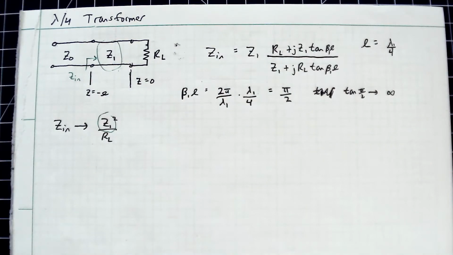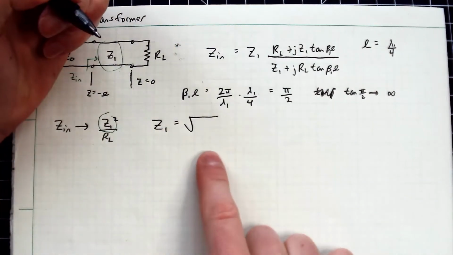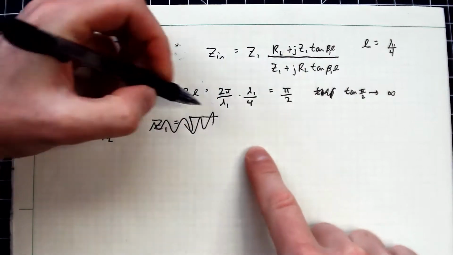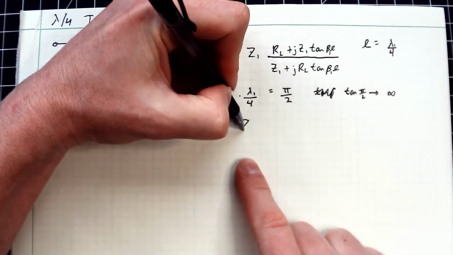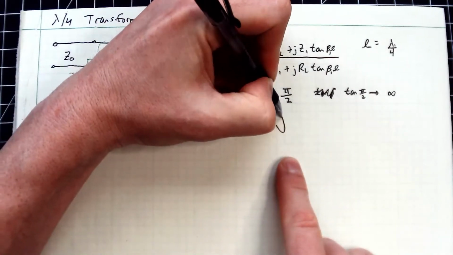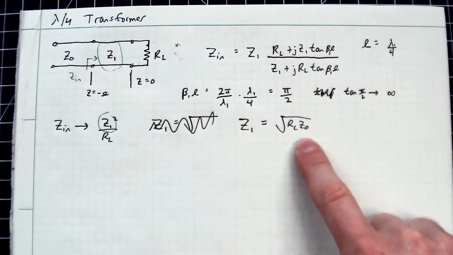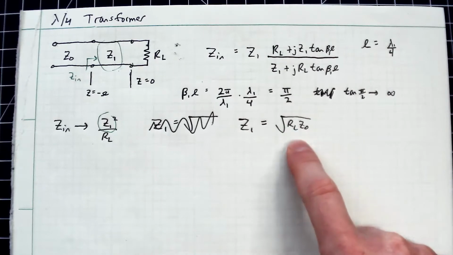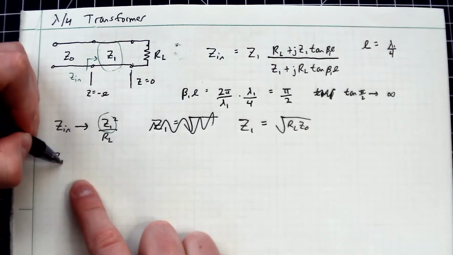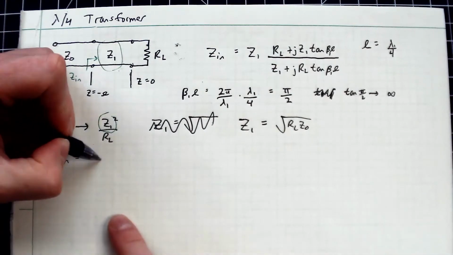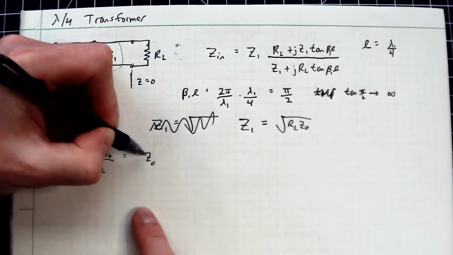So let's solve for Z1 here. Oops, excuse me. What I'm going to do is I'm going to pick a particular value here for Z1. That's what I meant. So let's suppose hypothetically I set Z1 equal to the square root of R L times Z sub 0. Just hypothetically, I fine-tune my transmission line to impose this condition. What happens to my input impedance? Well, then I will get Z in is equal to, we'll square that, R sub L times Z naught over R L, and I get Z naught.